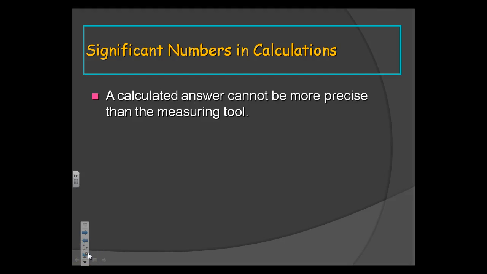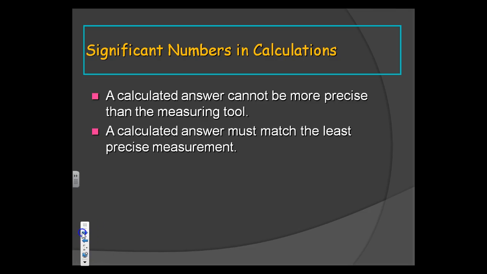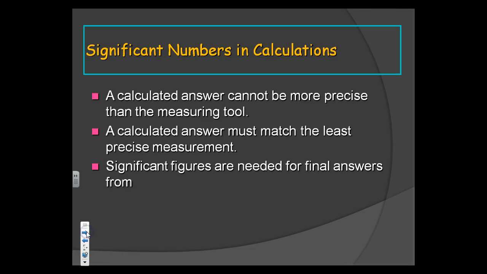This screencast involves how to figure out the significant figures in calculations. A calculated answer cannot be more precise than the measuring tool, and it must match the least precise measurement, because that is really where our precision ends, and the others are just estimated digits. And we don't want to mislead people in science.